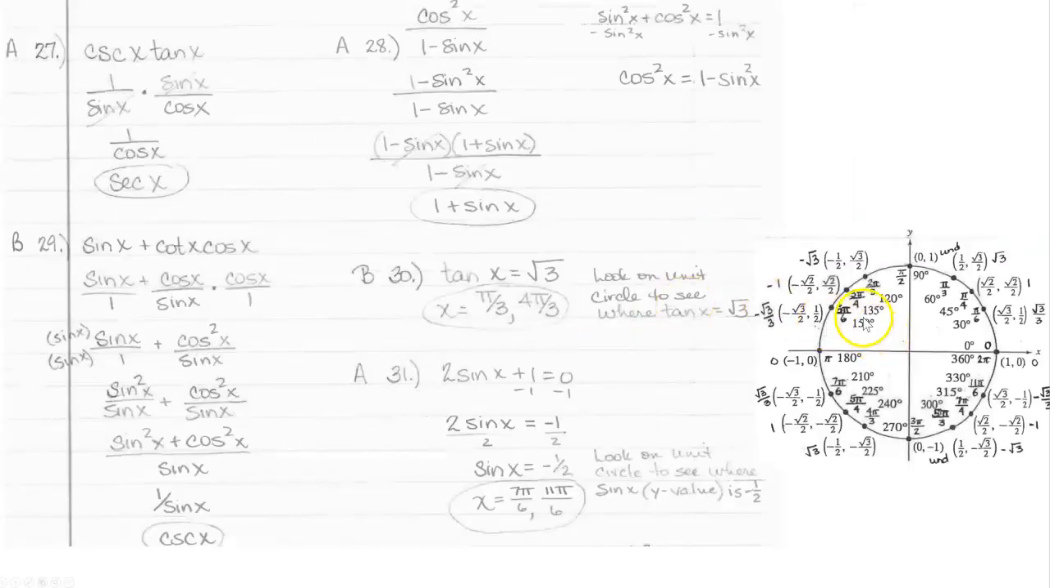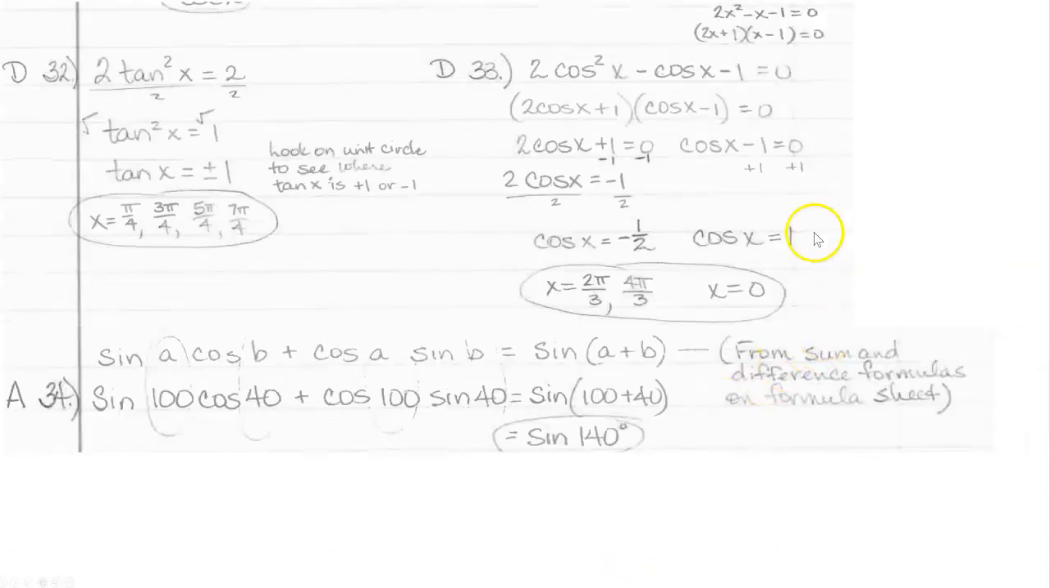So again, you can see it right here, 2 pi over 3 and at 4 pi over 3. And then if we want to see where cosine is equal to a positive 1, that's only at 0. So those would be our 3 solutions.